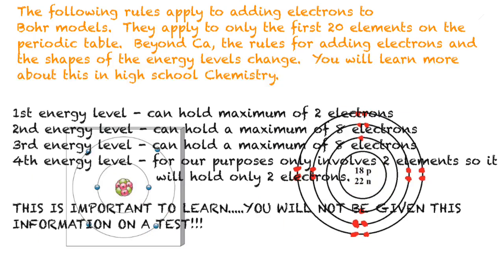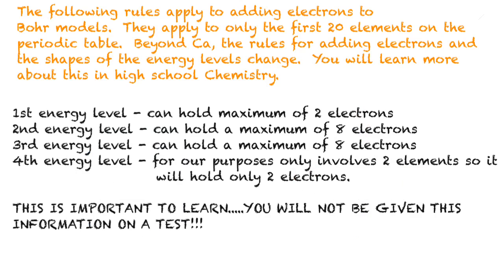Alright, so here are the rules that apply to electrons. They apply to only the first 20 elements on the periodic table. So beyond calcium, the rules for adding electrons and the shapes of the energy levels change. And you'll learn more about that when you get to high school.